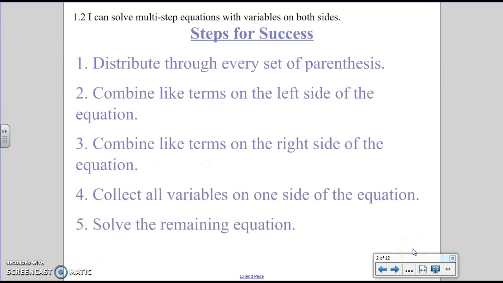First, we're going to distribute through every set of parentheses. Then we are going to combine like terms on the left side of the equation, combine like terms on the right side of the equation, and then collect all variables on one side to solve the remaining equation. Okay, so same 5 steps. Last time we got to skip a couple of those. This time we're going to kind of check all 5 of those.